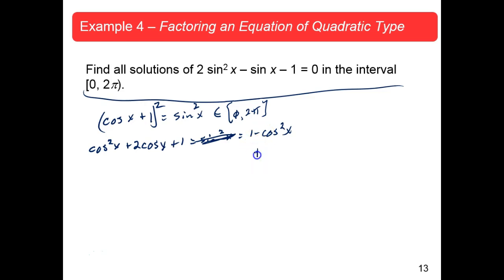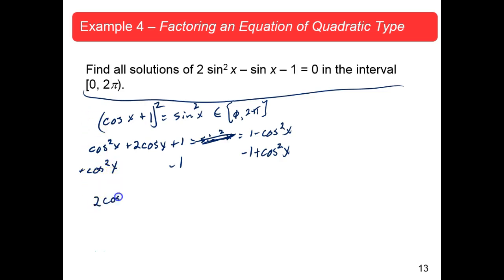Yes, now we'll add a cosine squared x to both sides. Okay, and also, because this is a quadratic, we don't want to isolate. We want to get everything on one side, 0 on the other, so let's subtract 1 from both sides. Uh-oh, look what happens there. What do we get now?